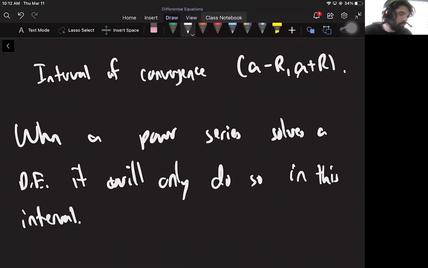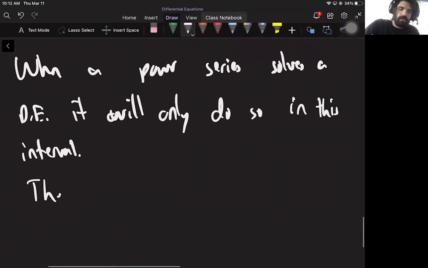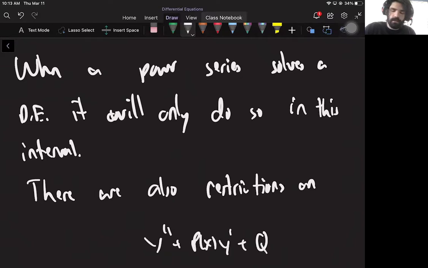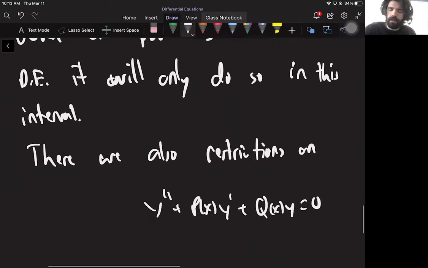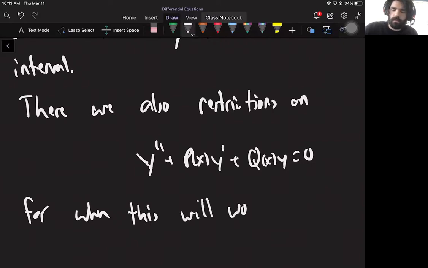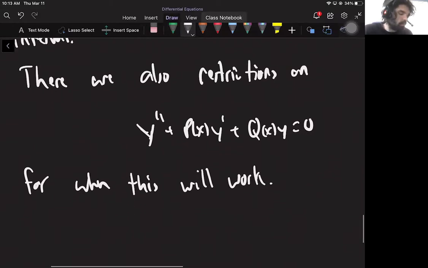Okay. And then I'll just say that there are also restrictions on the actual differential equation that tell you when you can or cannot do this technique, but we're going to sort of just skip over it and just do ones where it works. Just for lack of time. That's okay. You can read the book if you want to see all the very tough details.